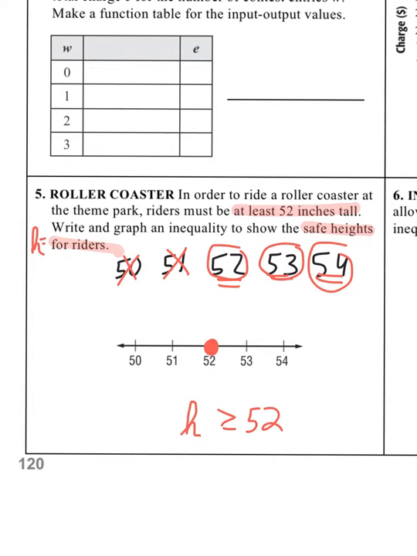Now, as far as shading, remember you can think of this two ways. One is every height greater than or equal to 52, so you could just shade all the numbers greater than, or think of the direction of your arrow. Remember, this sign looks like this arrow, so that's a hint of what direction you're graphing. So I'm going to shade over this way, and that's what your graph should look like. All right, so that's a simple inequality.